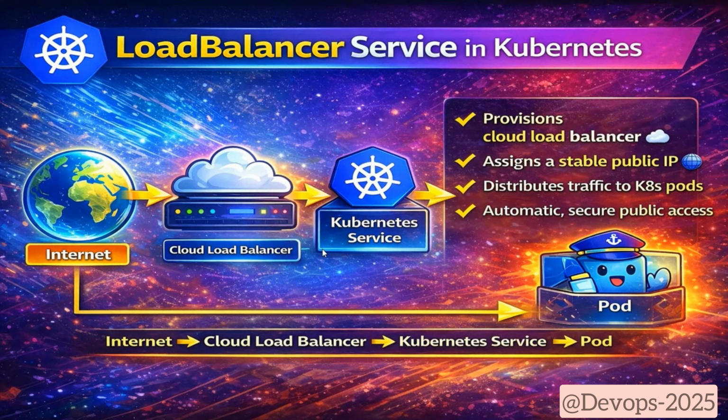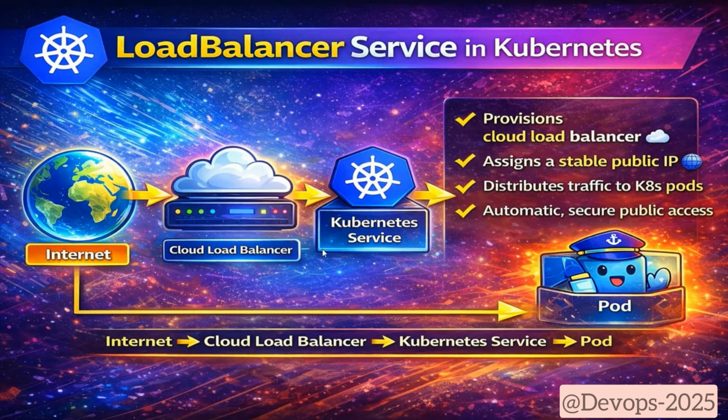So that means where the cloud and Kubernetes are integrated together. So now let's see what is the load balancer service in Kubernetes. The load balancer service is a Kubernetes service type which automatically provisions a cloud load balancer when we apply the service YAML and connects it to our Kubernetes service.